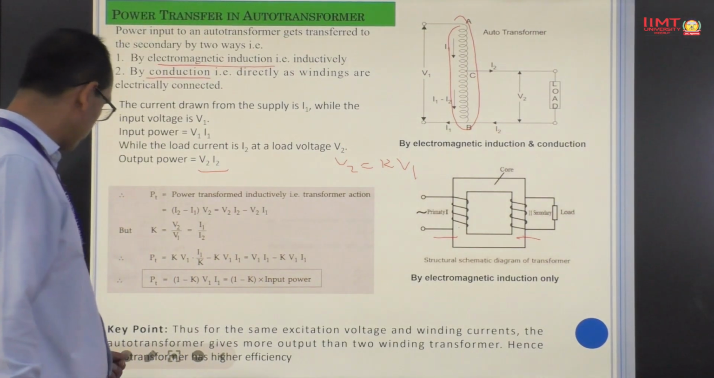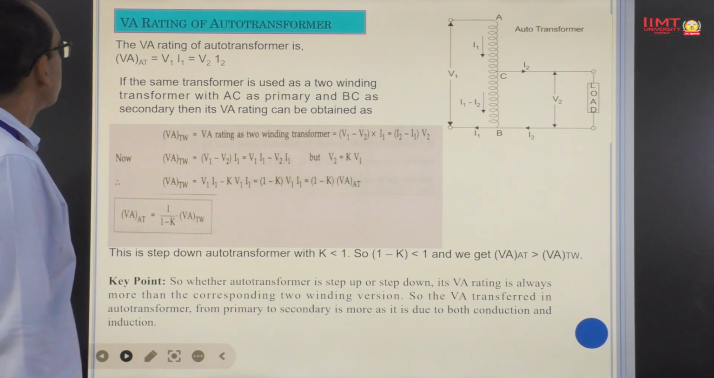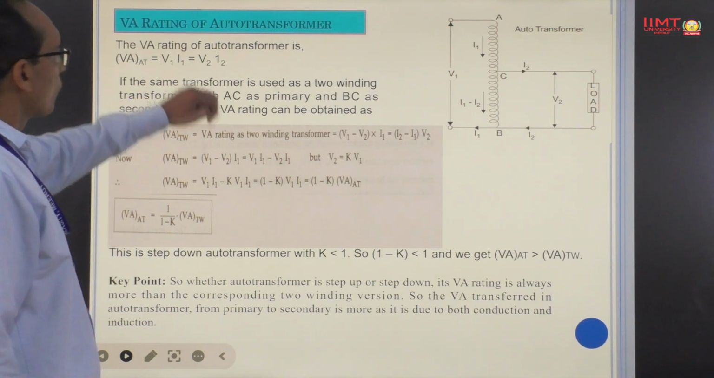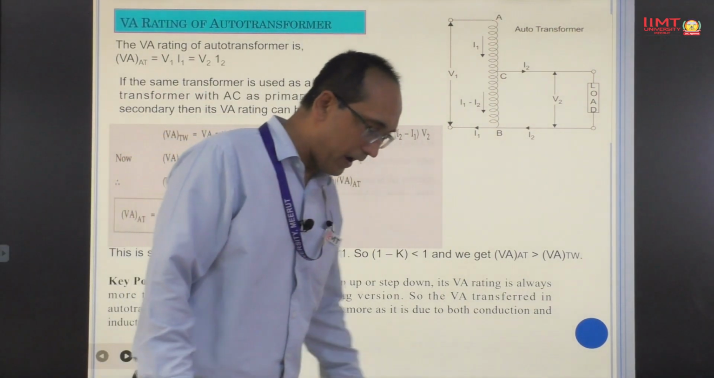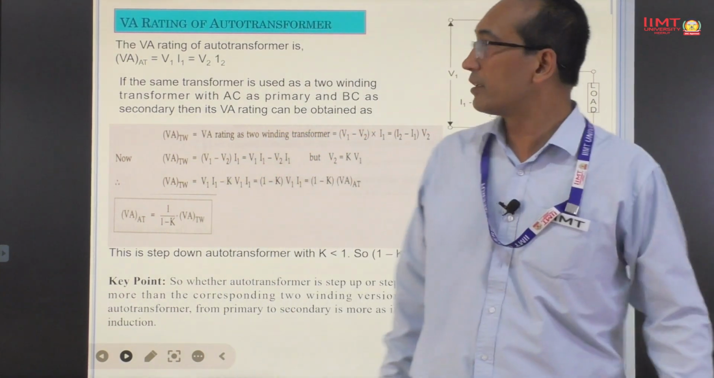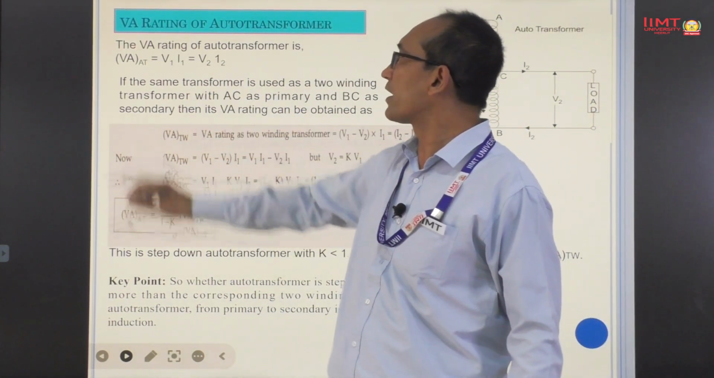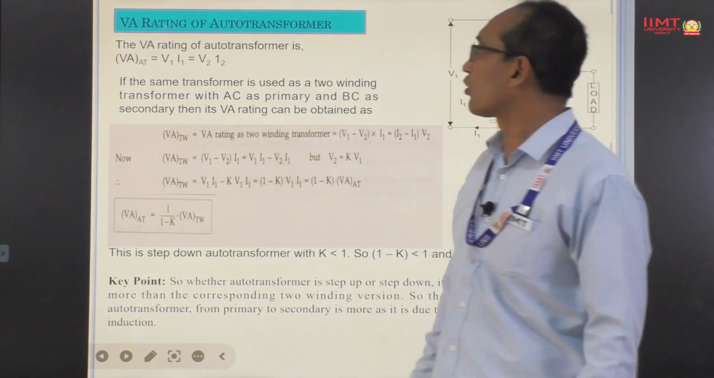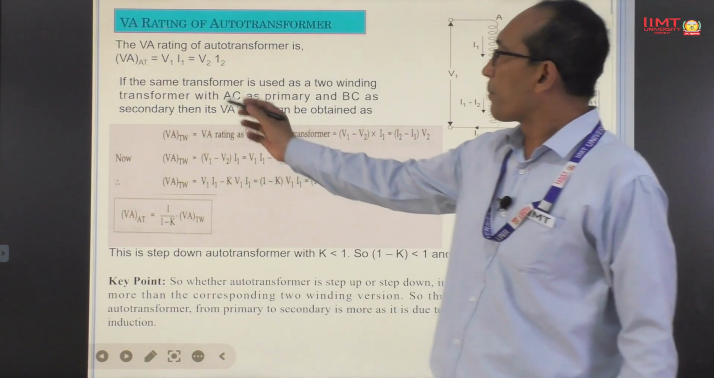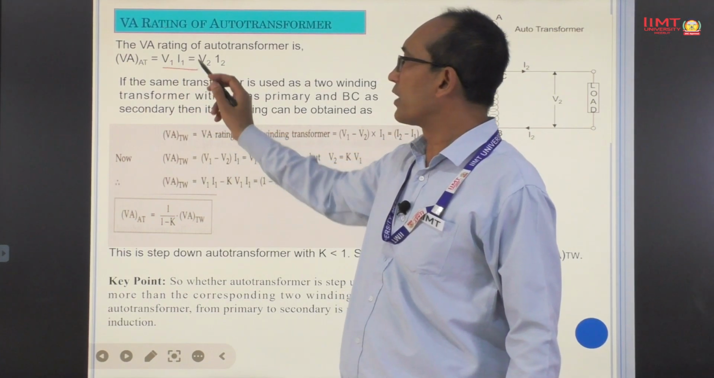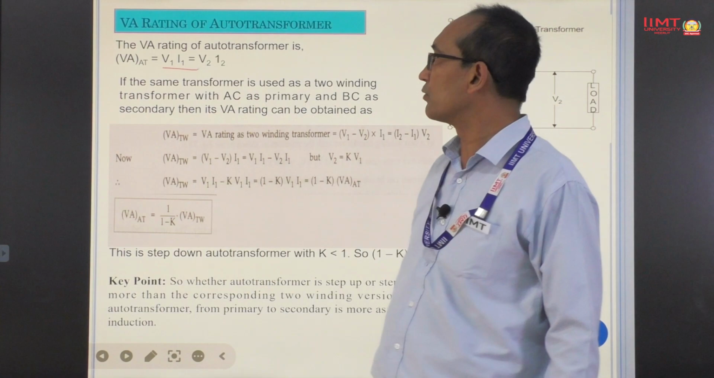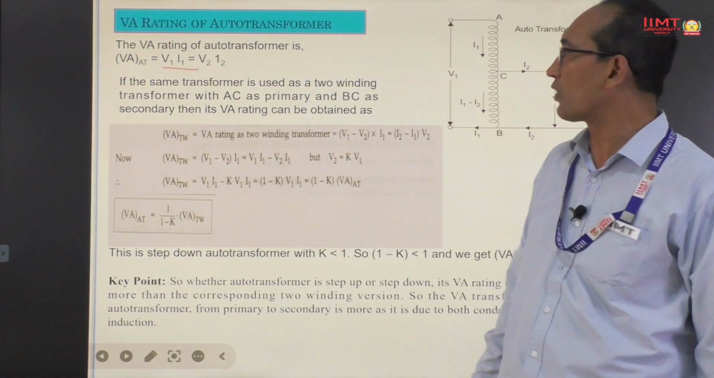So next, the voltage and current ampere rating. We can say the VA rating of the auto transformer: on the primary side V1 I1, and on the secondary side V2 I2. That is the VA rating of the transformer.